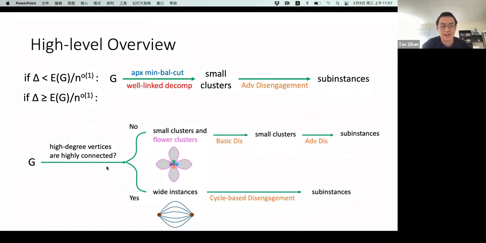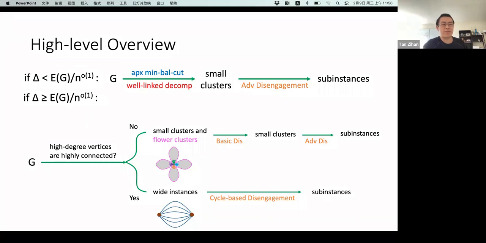And if they are really highly connected, this means that we can find a set of many paths connecting two crazy nodes. And in this case, we just cannot use the previous disengagement. We will use a new type of disengagement called cycle-based disengagement and get subinstances. This bottom part, I don't think I have time to go into the detail of, but the idea is that it's significantly different from the no-crazy-vertex regime. Okay, so that summarizes the divide and conquer framework and also summarizes the algorithm.